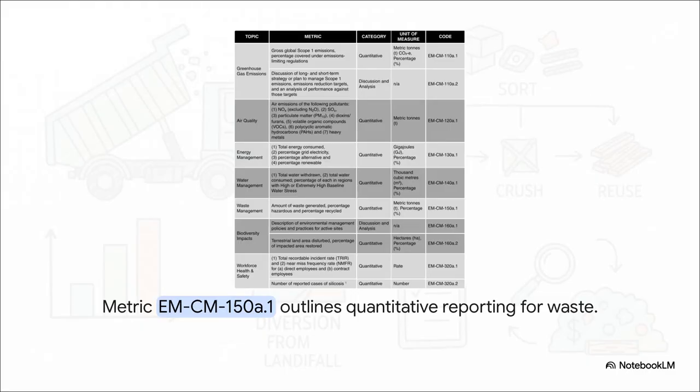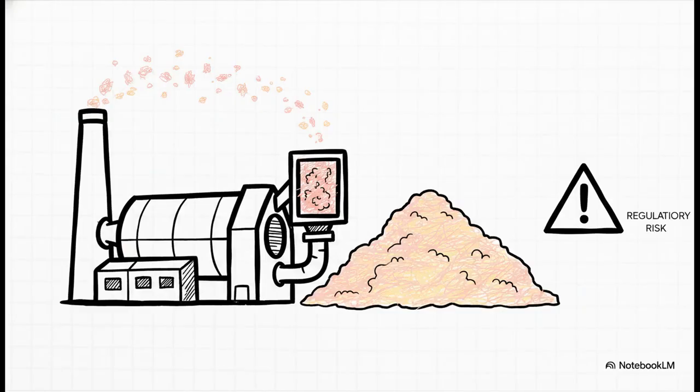Now this perfectly illustrates the exact SASB standard we're unpacking today. We're zeroing in on the waste management topic, specifically metric code EMCM150A.1. This metric demands strict quantitative transparency across three very specific pillars. You need the total amount of waste generated, the exact percentage of that waste that is hazardous, and the percentage that is recycled. The ultimate goal here is to help entities mitigate those crazy high compliance costs tied to rapidly changing environmental laws.